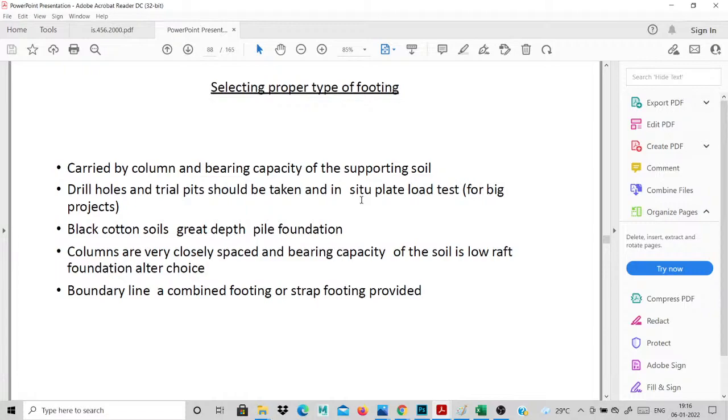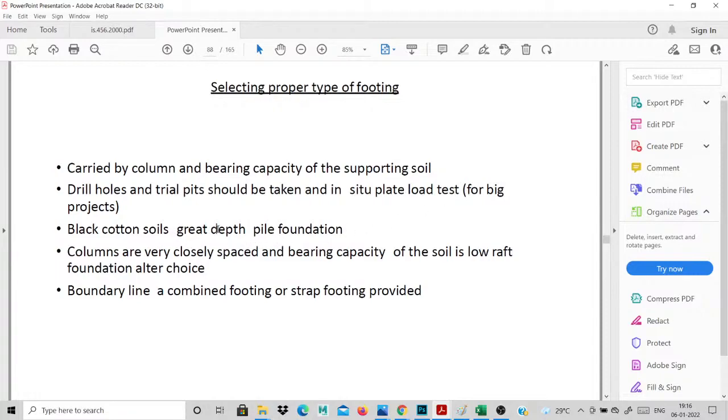Okay. For a smaller project, you take the borehole test, but for a large project, it is usually suited for the plate load test. Now it's clear. Small project, you go for a borehole. Large project, you go for a plate load test.